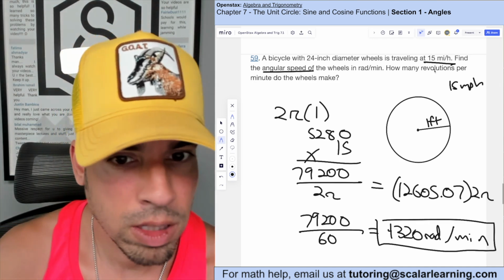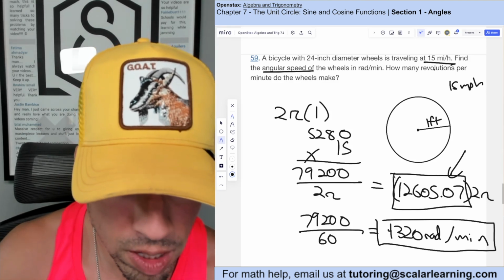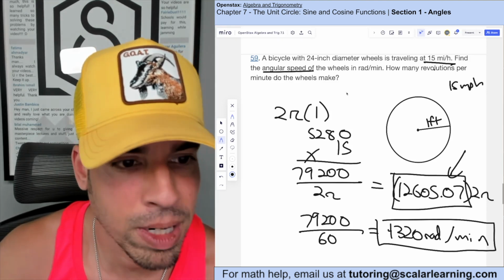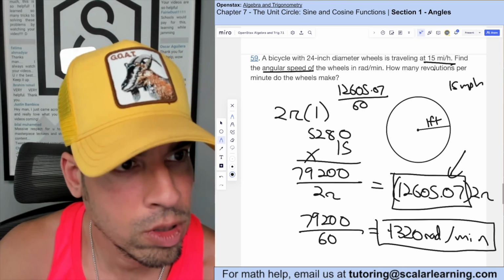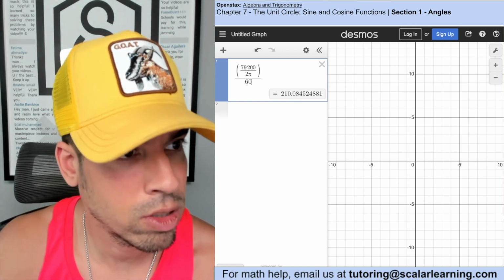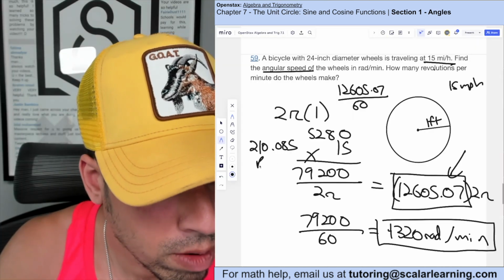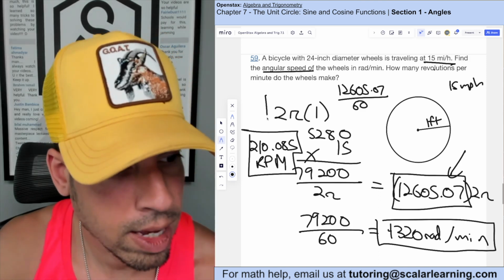Now, if we want revolutions per minute, this was our number of revolutions, if you guys remember that correctly. So we just take that and we divide that by 60. Okay, let's see in Desmos. So we take this and we get 210.085, rounded to the nearest thousandth. So it's 210.085 revolutions per minute. And that's how you do it.